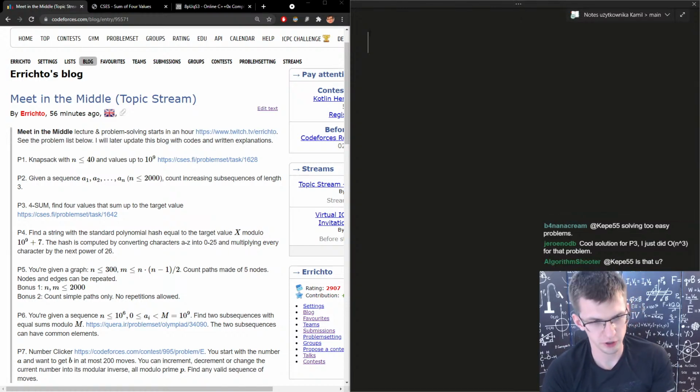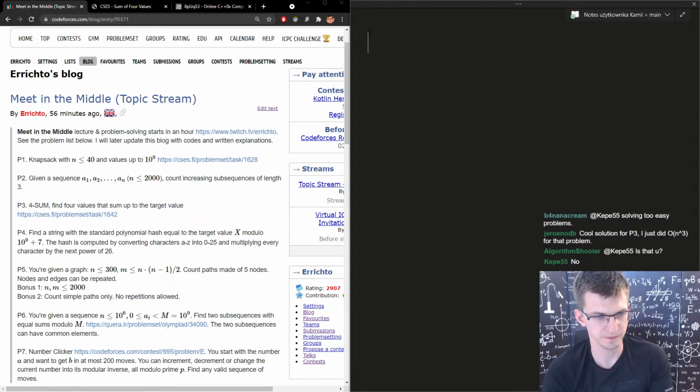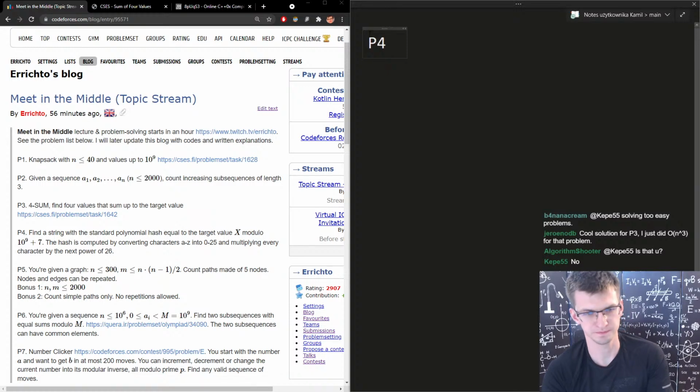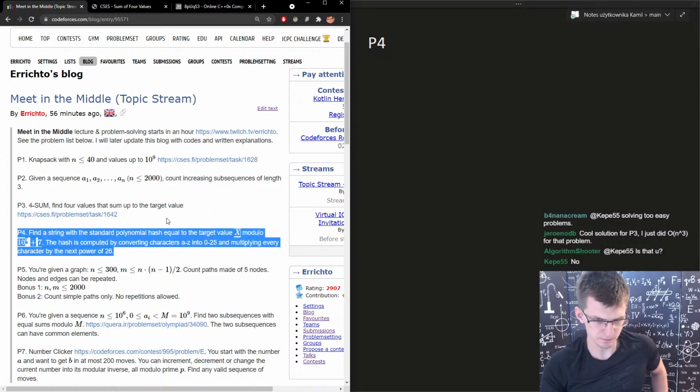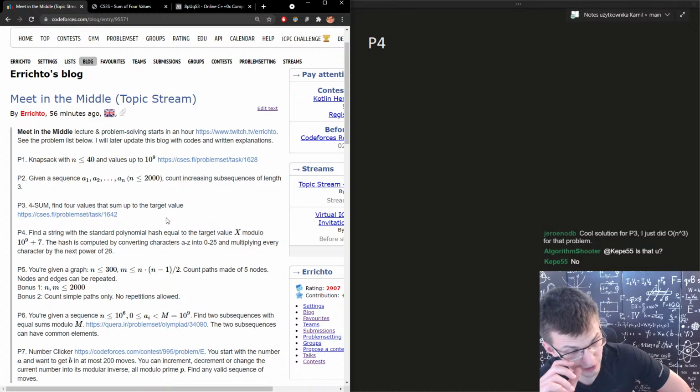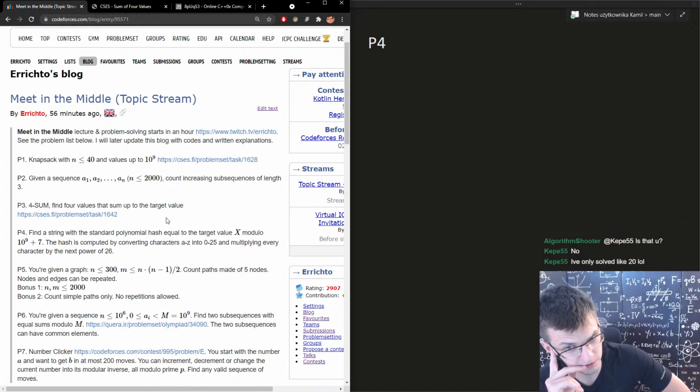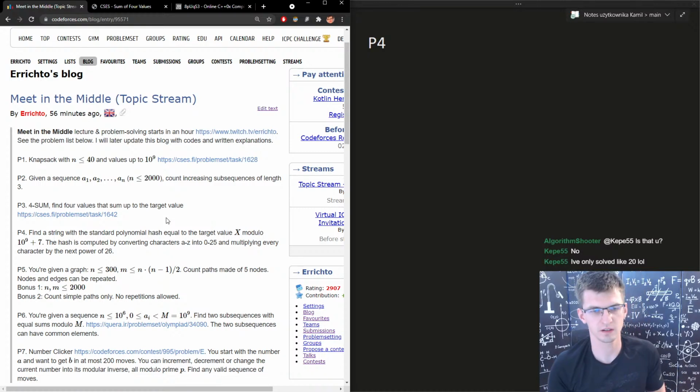We solved P3 in quadratic time times logarithm, so n squared log. Now time to move on. P4: find a string with the standard polynomial hash equal to the target value x modulo billion 7. So what is a hash?